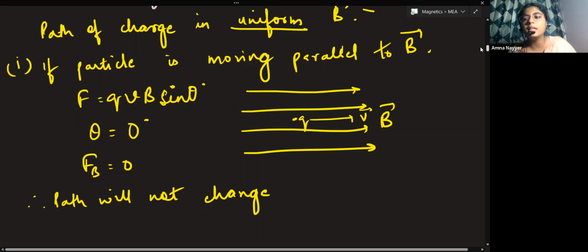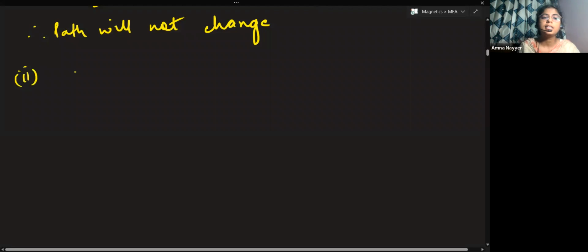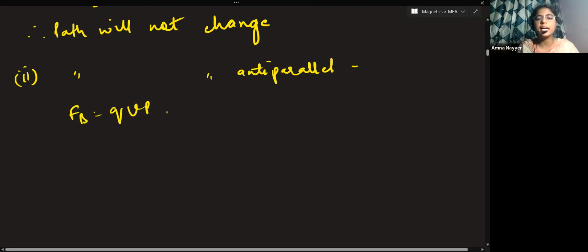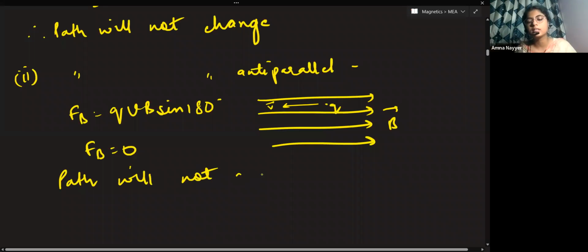Similarly, the second case is if it is anti-parallel. Then again FB will be QVB sine 180, and sine 180 is also 0. These are the magnetic field lines, this is the charge, and the velocity is opposite, making an angle of 180 degrees. So again, the path will not change.